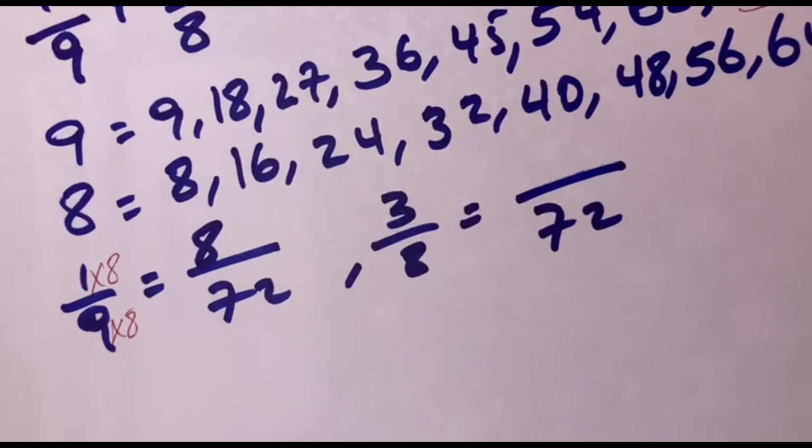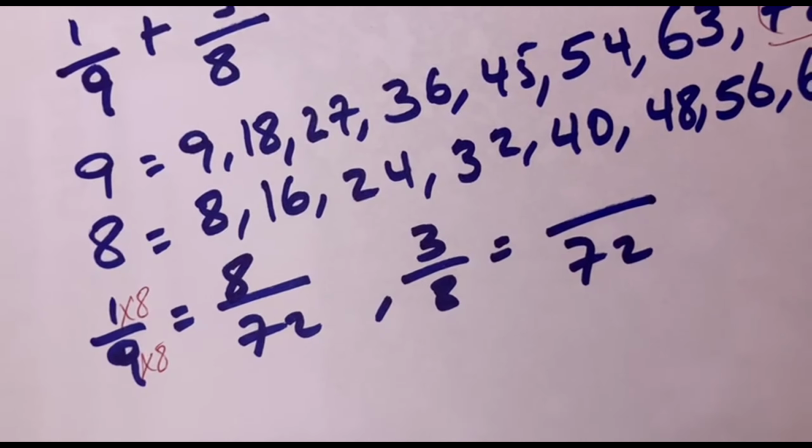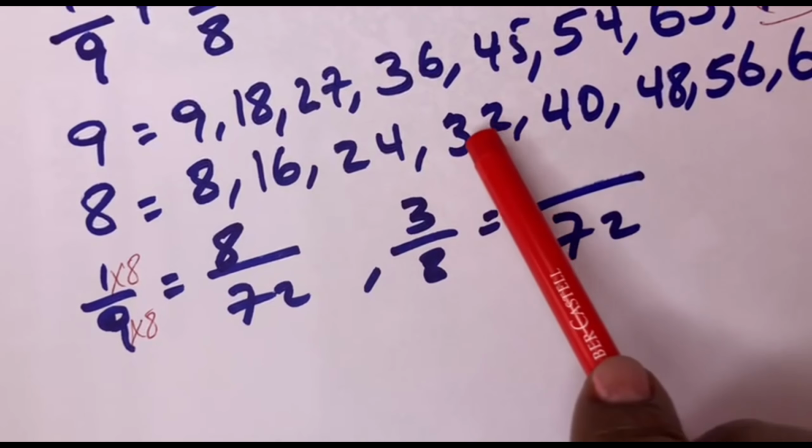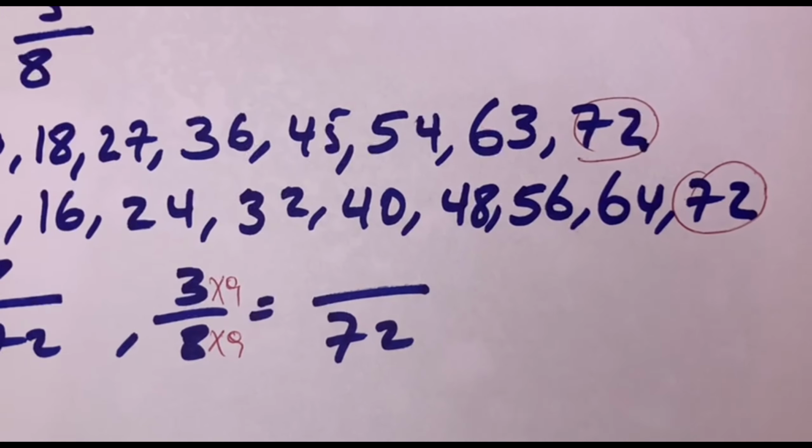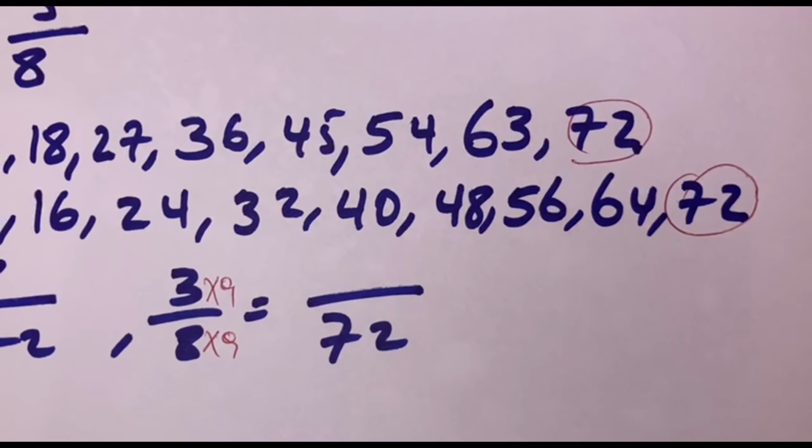How? By multiplying 8 times 9. 1, 2, 3, 4, 5, 6, 7, 8, 9. So 72 is 8 times 9. Therefore, the denominator is multiplied by 9 and the 3 is also multiplied by 9. 3 times 9 is 27.